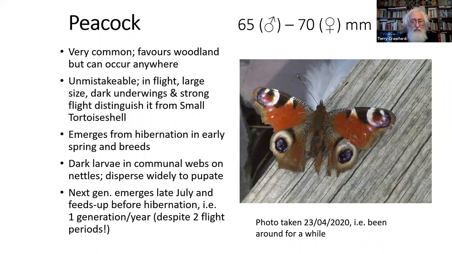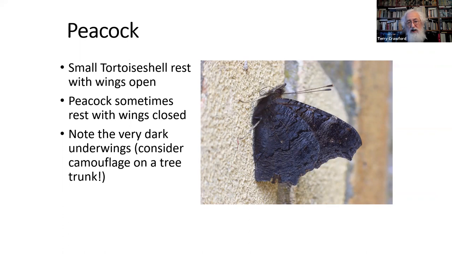Again, they're emerging from hibernation at the moment. The females will lay eggs on nettles. The dark larvae start off in communal webs. After a while, they disperse and pupate. And then, around about late July, the young will emerge as adults, and then they will feed up and go into hibernation. So again, a bit like the brimstone, we have two flight periods, but it is only one generation per year. So there's a peacock at rest with its wings closed. Let's just see how dark it is underneath. And just think how well camouflaged that would be on a tree trunk.